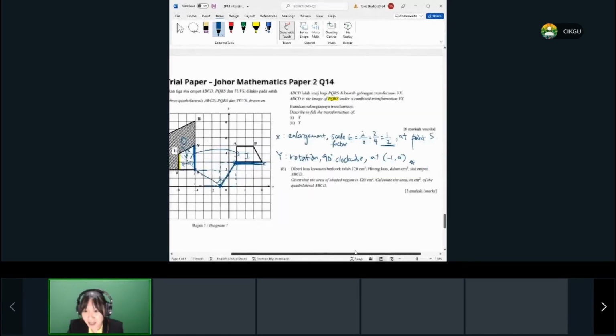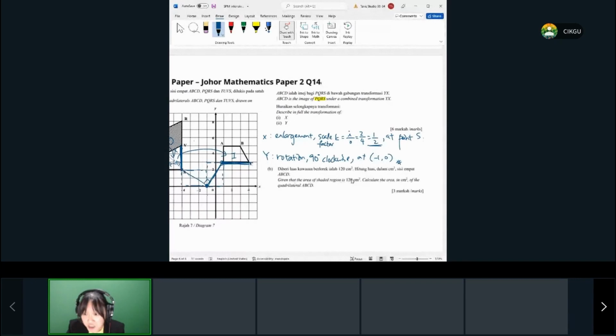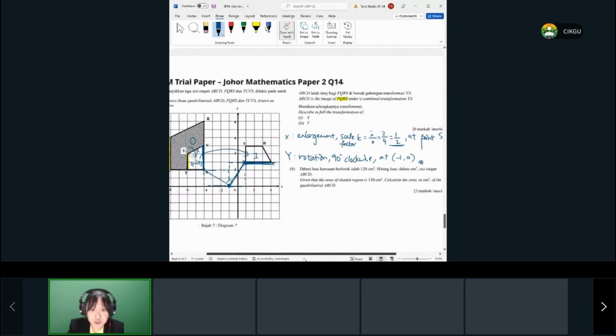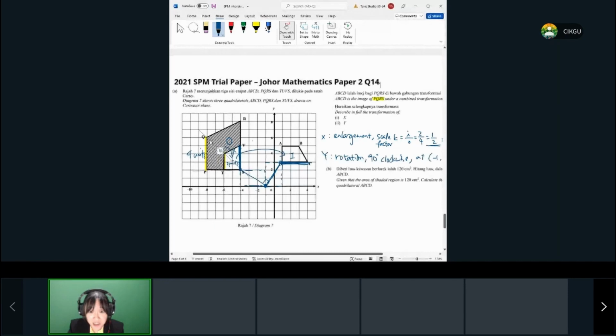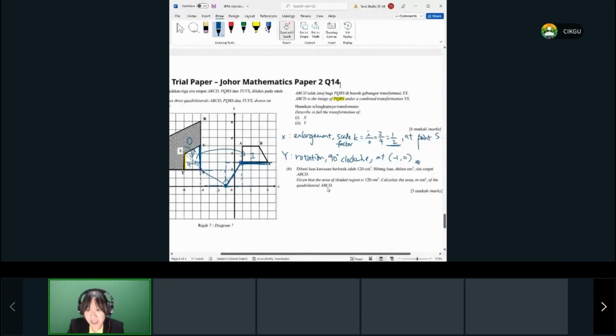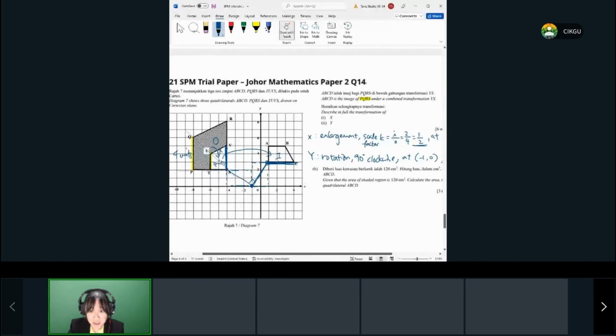Okay, last part, given the area of the shaded region is 120. So just the shaded region, guys, not inclusive of this blank one, okay, so just here is 120. Calculate the area of the quadrilateral ABCD. Okay, ABCD is here. So, guys, let me just write it down. The area of ABCD, isn't it the same as the area of STUV? Because this rotation, I didn't change the size. So the area of both of these should be the same, STUV.